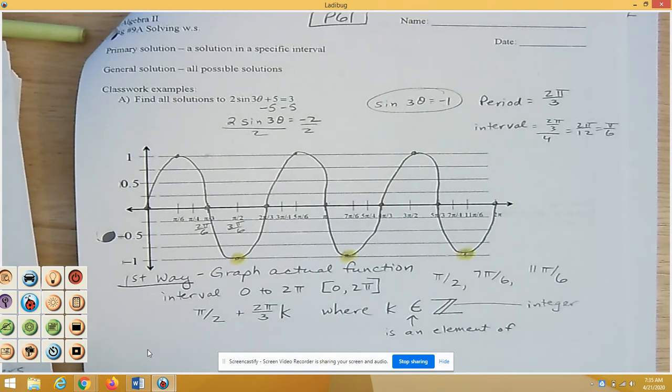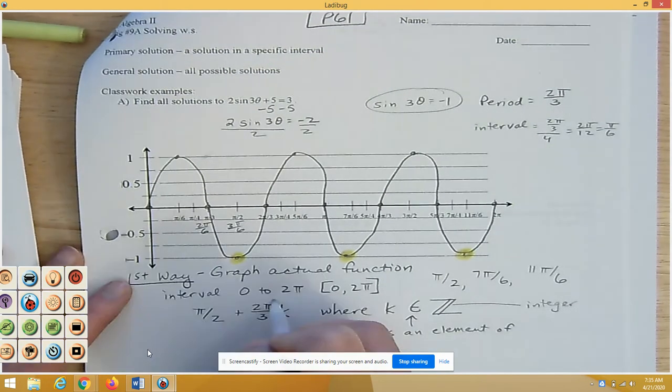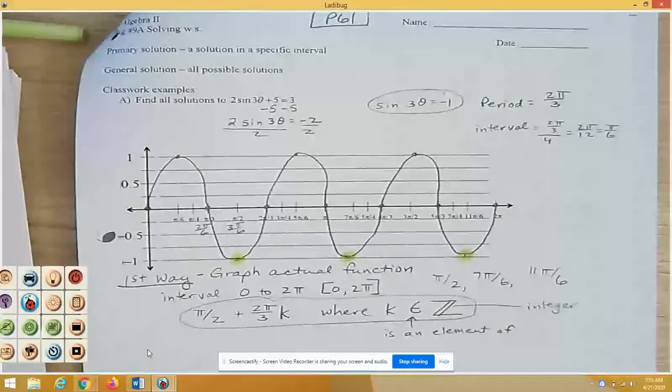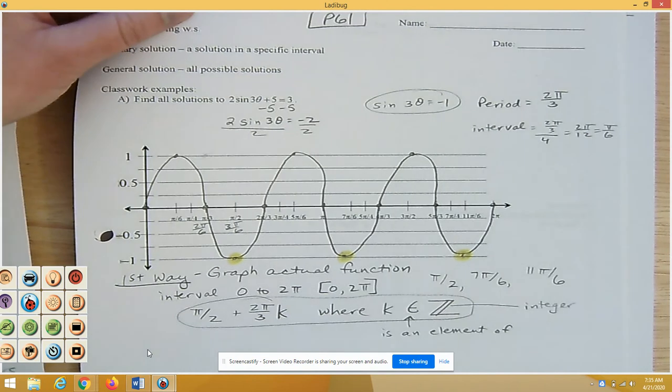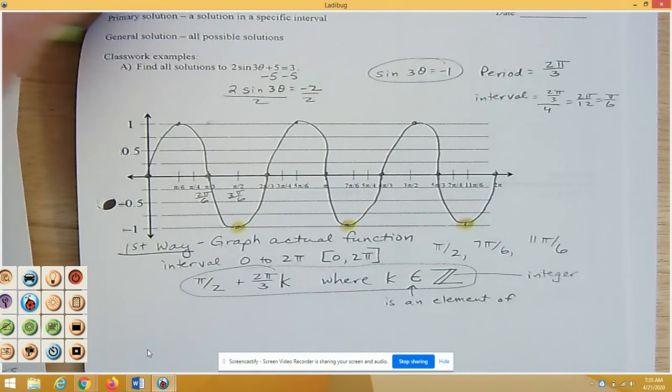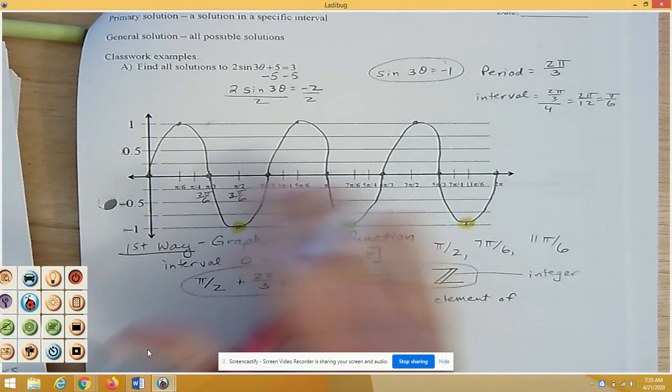Okay, and that's actually our solution to this question. But practically speaking, that's not actually how I would do this one. So graphing the actual function and figuring out the general and primary solution from a graph is kind of labor intensive. You could see I kind of struggled with that.